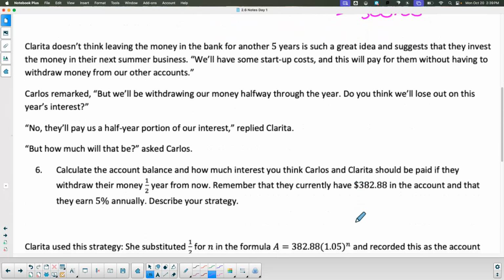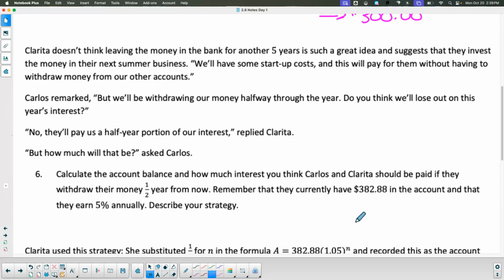Clarita doesn't think leaving the money in the bank for another 5 years is such a good idea. She suggests that they invest the money in their next summer business because they'll have startup costs, and that way they can pay for those. Carlos says, we'll be withdrawing our money halfway through the year. Do you think we'll lose out on this year's interest? Clarita says, no, they'll just pay us the half-year portion of their interest. And how much would that be?